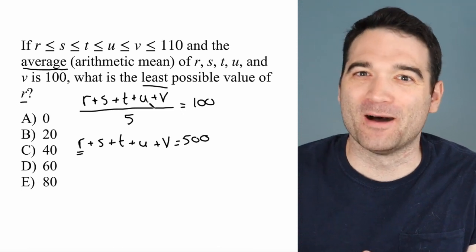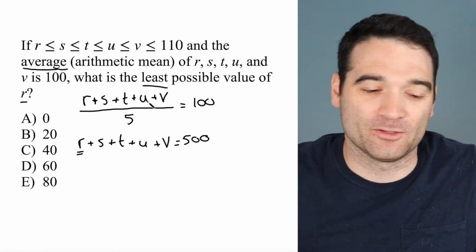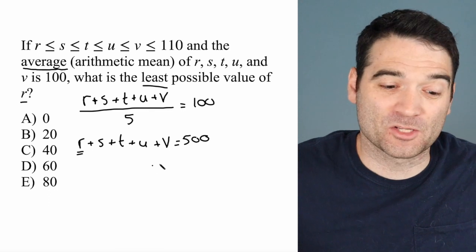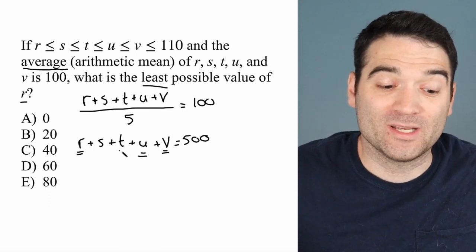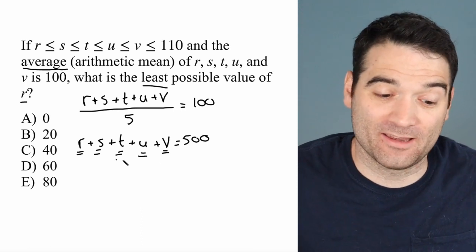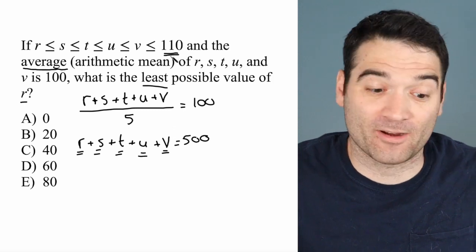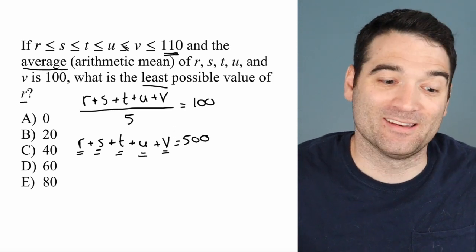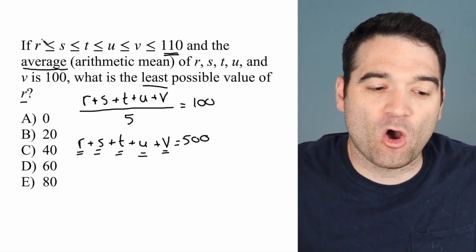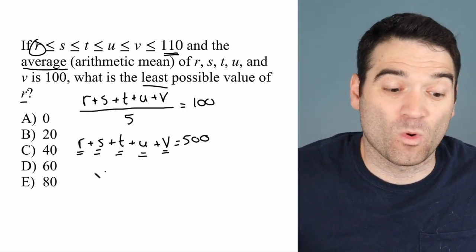And think about it with money if that doesn't quite make sense. If I lose, you win. If you win, I lose, right? So the bottom line here is that in order to make R as small as possible, we want to make V, U, T, and S as large as possible. Well, how big can V, U, T, and S be? Well, they can all equal 110, right? Because V is less than or equal to 110, and U is less than or equal to V, and T is, and so on and so forth. So in order to make R the smallest possible value, I'm going to make S, T, U, and V 110.